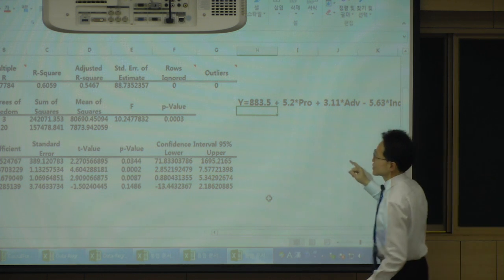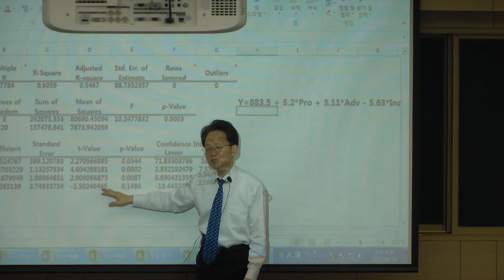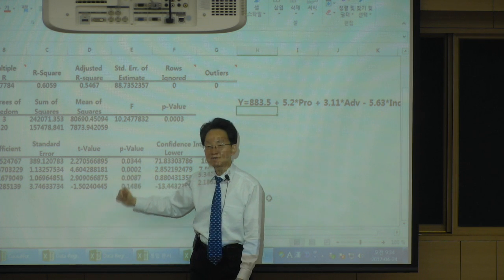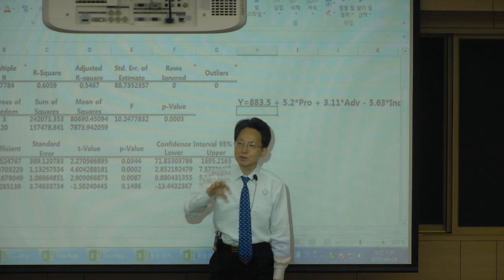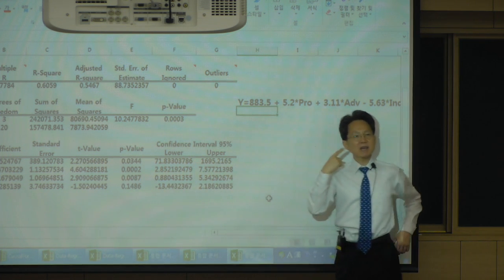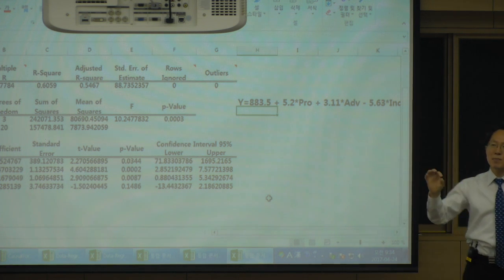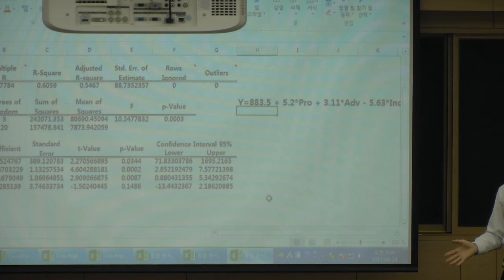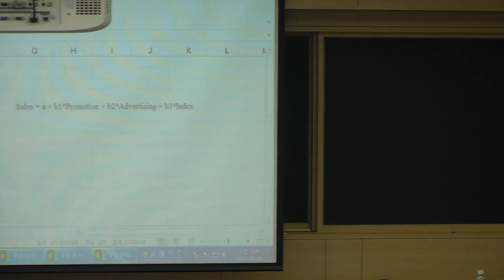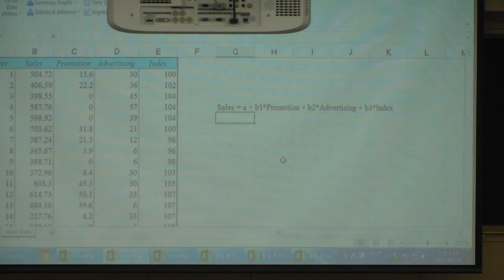So although the current impact of promotion as well as advertising is positive on the current sales, my guess is that the long-term impact might be different. There might be some differences in terms of a long-term impact. In that case, how should I change this whole thing? Okay, so that's something I want to worry about. I want to think about.